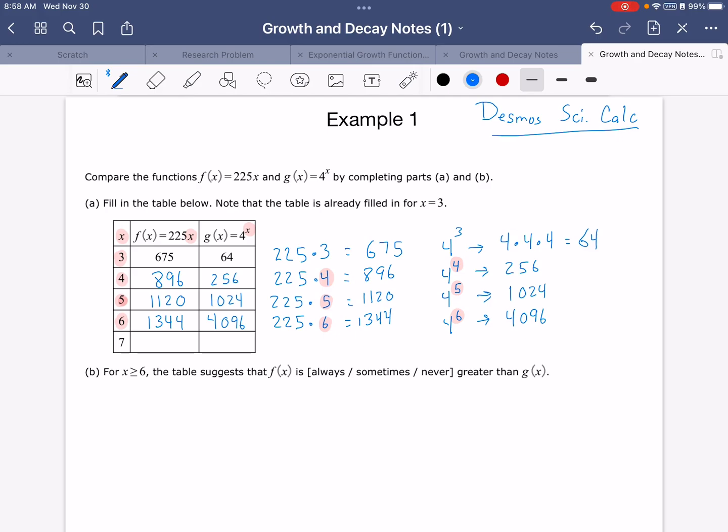Let's go ahead and follow this through. Repeat the step. 225 times 7. Again, that's our x value. 225 times 7 would be 1568. Go ahead and complete 1568. And then do 4 to the 7th power, which gives us 16,384.